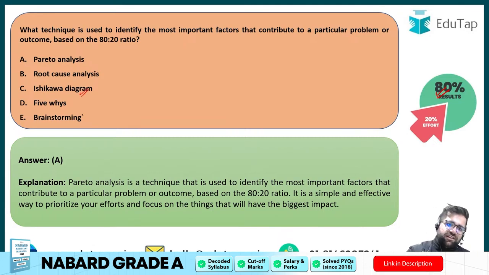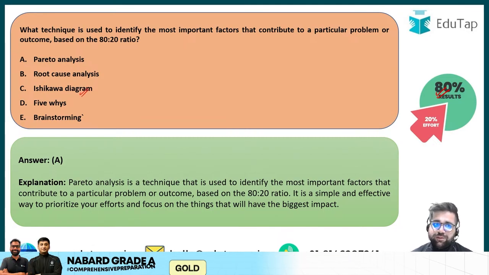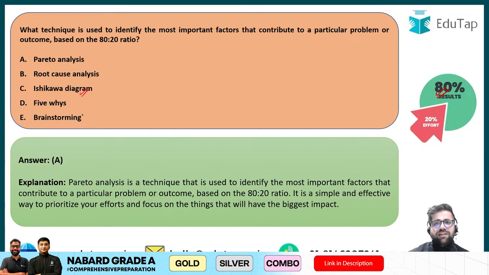Ishikawa diagram, again, is also a very famous diagram when it comes to decision making. Ishikawa diagram is like a fishbone diagram.